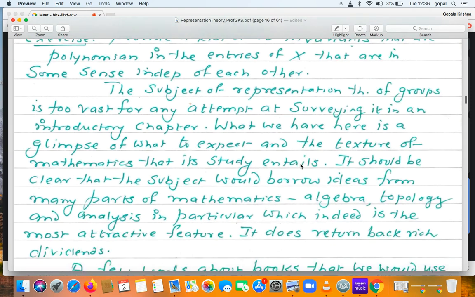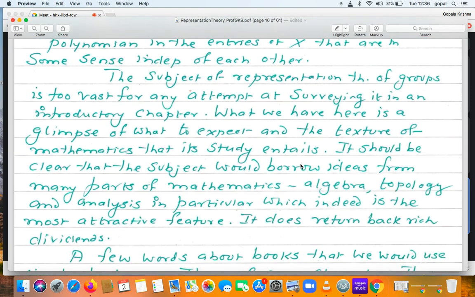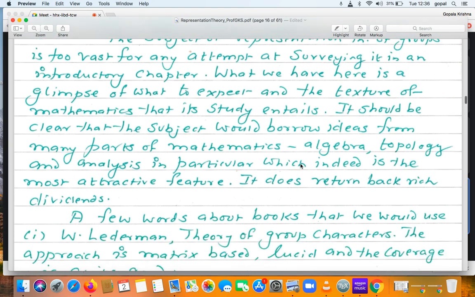The subject of representation theory of groups is too vast for any attempt at surveying it in an introductory chapter. What we have done here is a glimpse of what to expect and the texture of mathematics that its study entails. It should be clear that the subject would borrow ideas from many parts of mathematics: algebra, topology, and analysis. Which is indeed the most attractive feature of representation theory. It does return rich dividends.